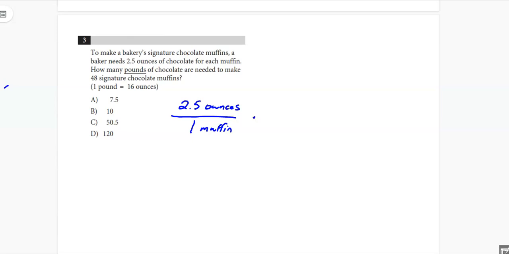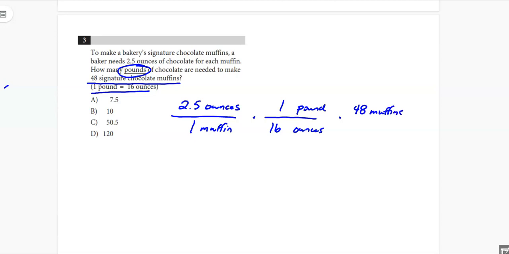So what I could do here is, if I want to cancel ounces, I'm going to find a conversion that has ounces on the bottom, because I can cancel out a unit when one's on top and one's on bottom. So the conversion they give us right here is 1 pound is 16 ounces. So we've wiped out that clue. Then the last thing we need to do is we need 48 muffins. And since our final answer is just pounds, I need to get rid of that muffin unit. So I'm going to do 48 muffins.